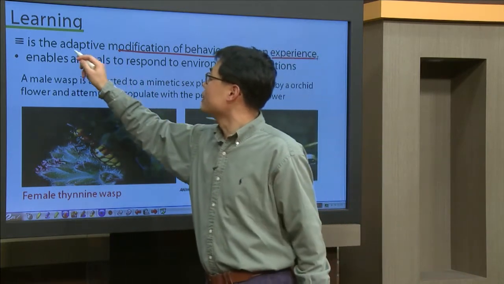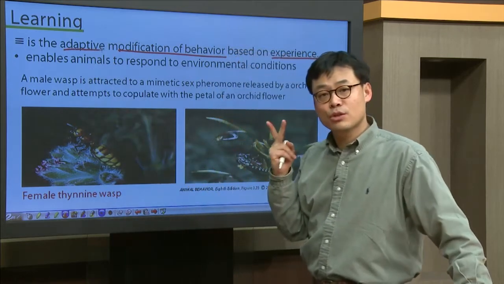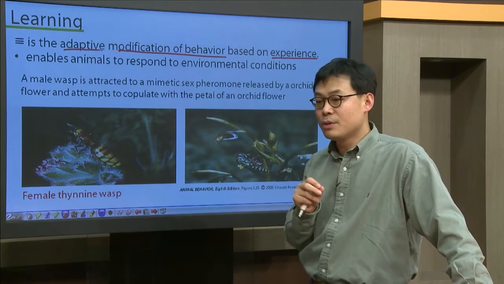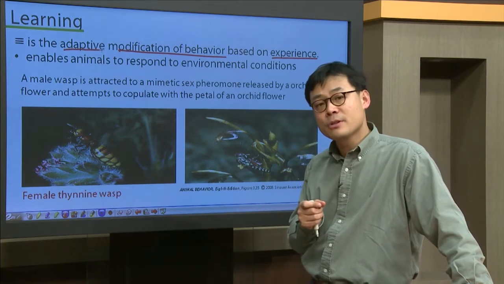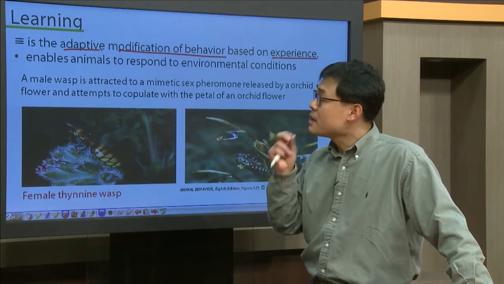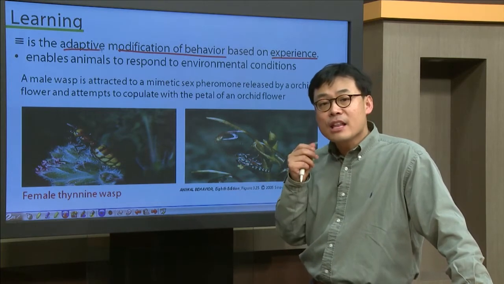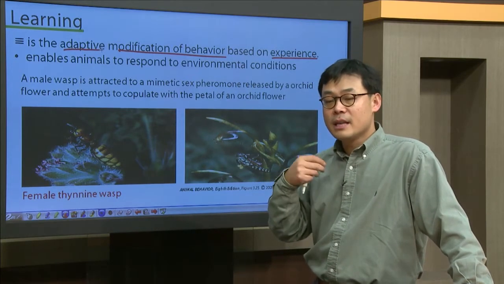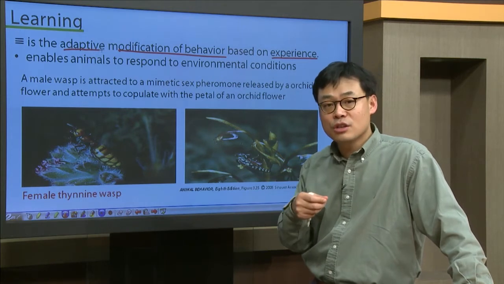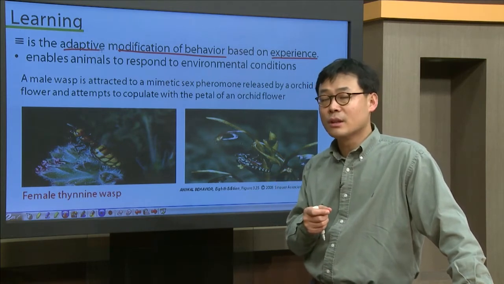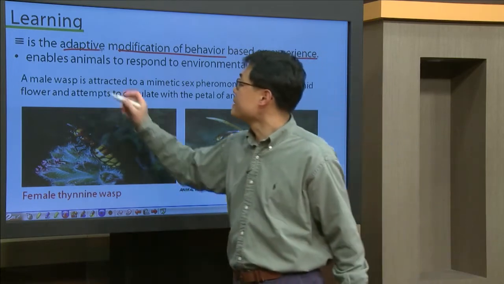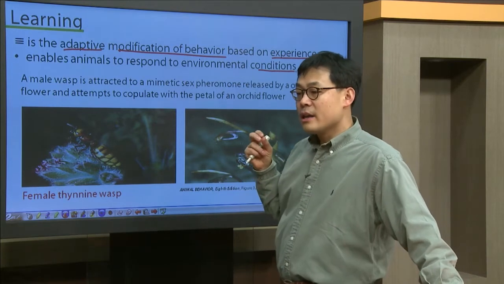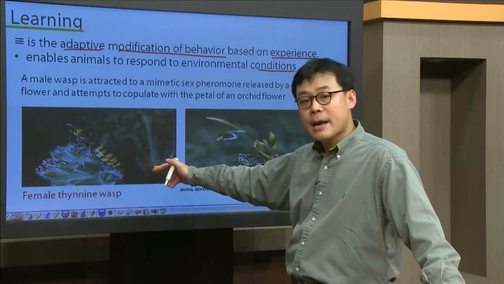And I also use this word adaptive. Do you remember in week two, we learned that we use this word in a very specific way in evolutionary biology? It means that if something is adaptive, then it tends to propagate genes. So if learning is adaptive, then animals can propagate their genes effectively through learning. Learning enables animals to respond to environmental conditions. Let's look at why learning is important using these examples.